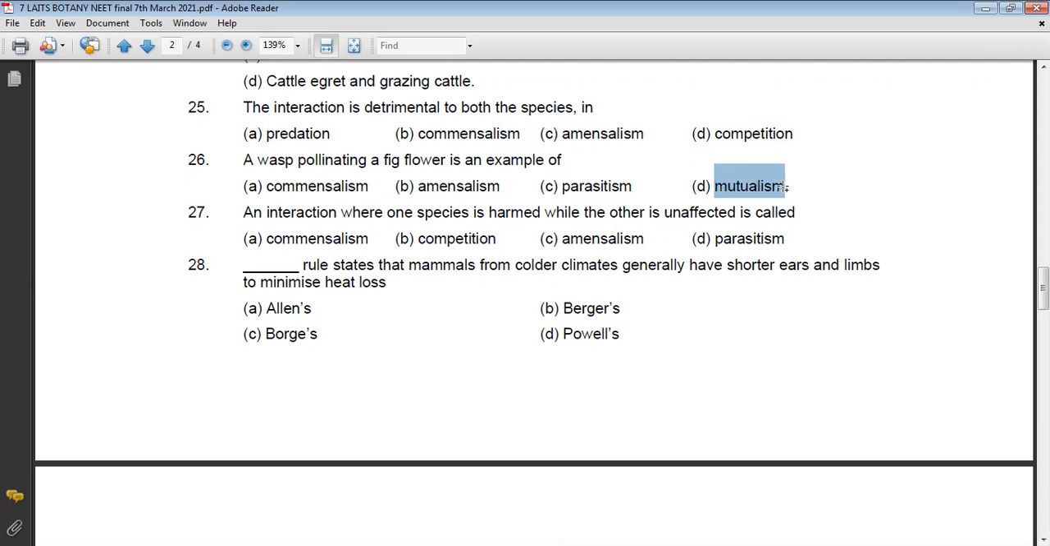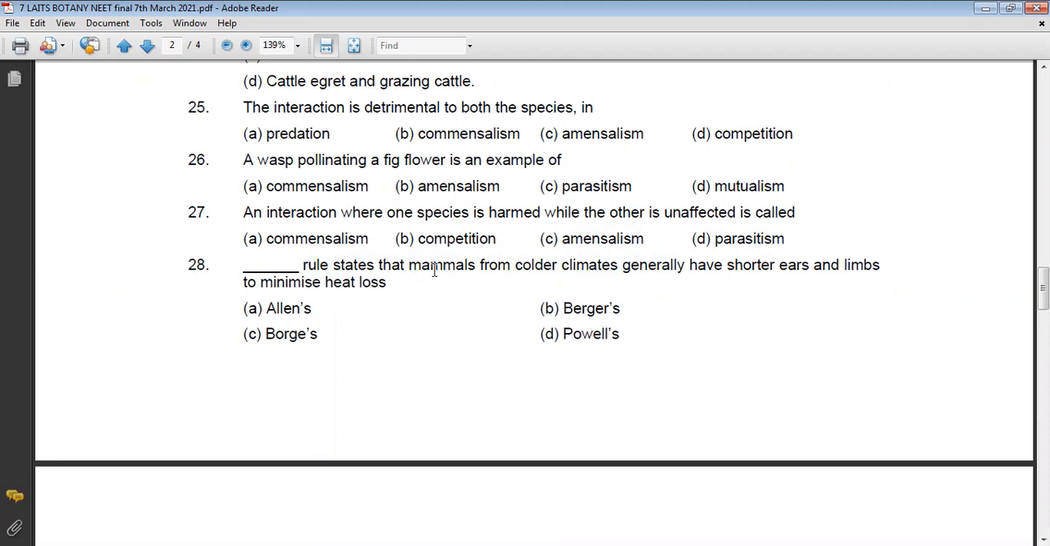It's called mutualism. An interaction where one species is harmed while the other is unaffected is called, so when one is harmed and another remains unaffected, that is called amensalism. In competition, both are getting harmed. In commensalism, one is benefited and the other is unaffected. And in parasitism, one is benefited and the host is getting harmed.